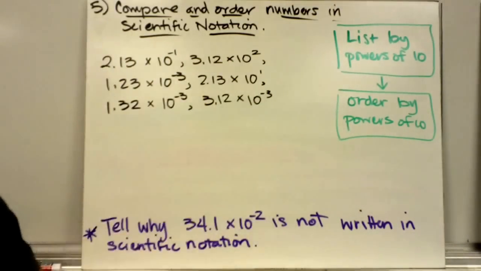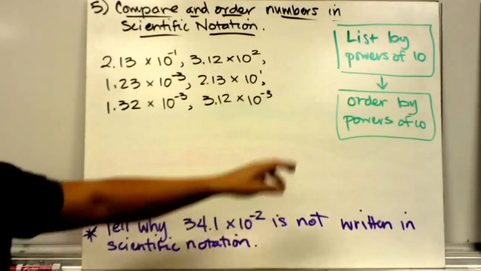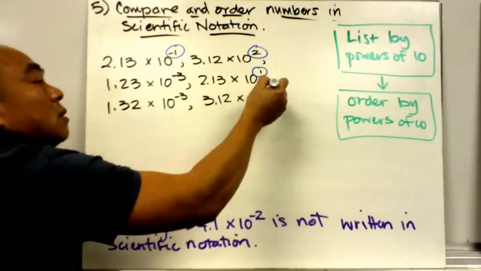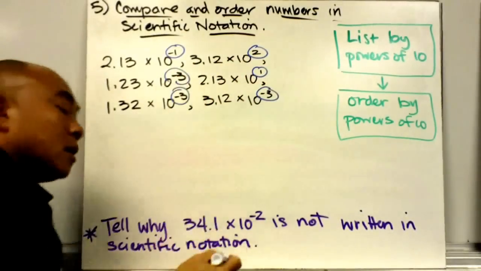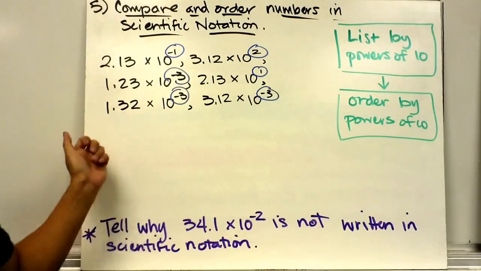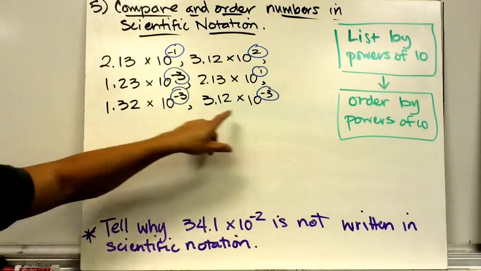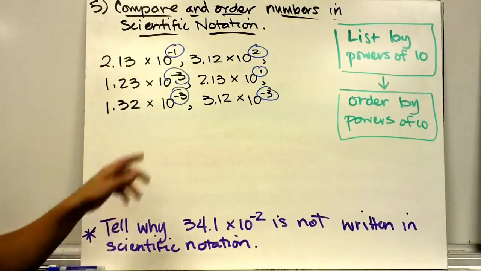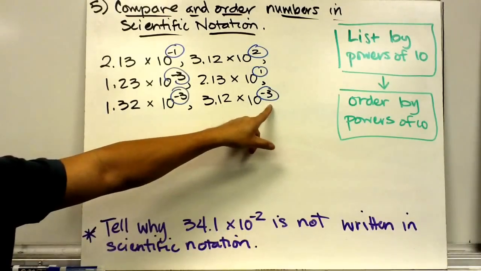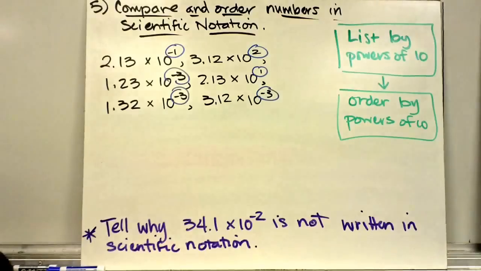Alright, final. We're going to compare and order numbers in scientific notation. The first thing that we're going to do here is list by the powers of 10. So I want you to make sure that you circle all of these powers. And we're going to use your basic number line rules. The larger the negative, the smaller it is. So we're going to put them in order from smallest to biggest. So first of all, we're going to look at these. Looking at this, we have 1, 2, 3 of them. That's all negative 3s.